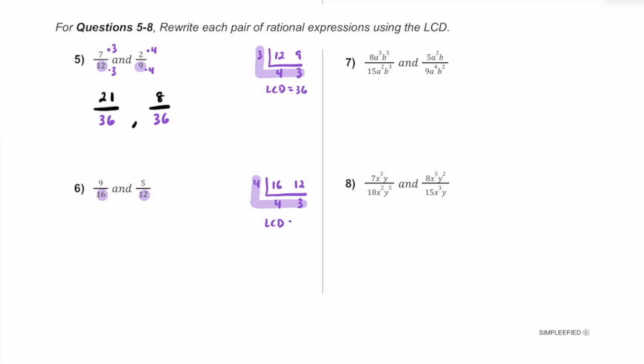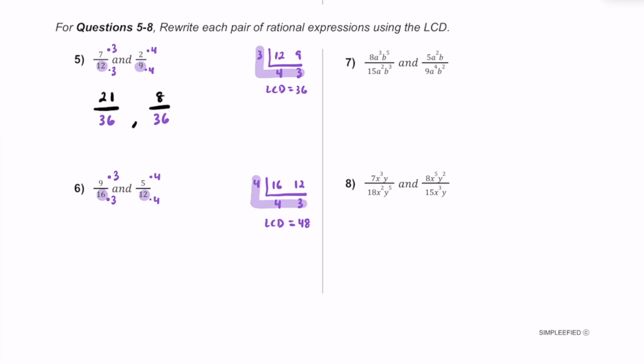If we multiply all those numbers on the outside, I believe that's going to be 48. You can say this is 48 or this is 48. Either way you do it, the first time they meet is 48. So 16 times 3 is 48. We're going to multiply the top by 3 as well. 12 times 4 is 48, but make sure we do that on top as well.